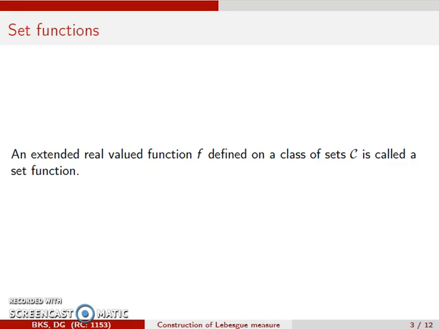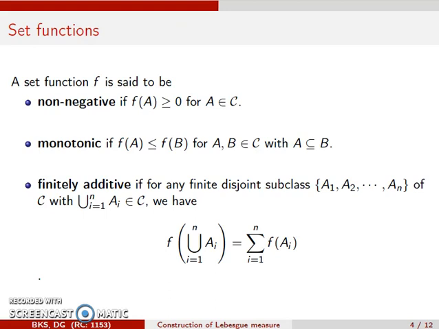Lebesgue measure, in fact, is a set function. By a set function, we mean an extended real-valued function f defined on a class of sets C. A set function f is called non-negative if f values are non-negative. It is called monotonic if f of A is less than or equal to f of B for members A and B in C with A contained in B. It is called finitely additive if for any finite disjoint class A1, A2 up to An of C, whose union is also a member of C, we have the f image of the union is equal to the sum of the f values.